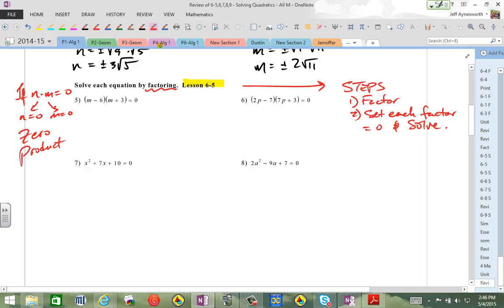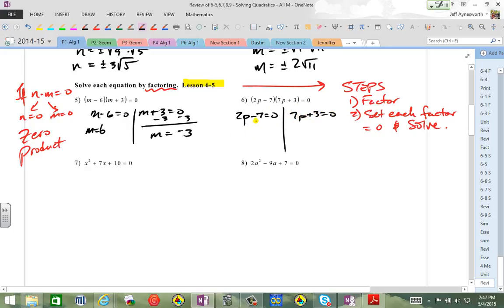So we got m minus 6 equals 0 and m plus 3 equals 0, because again, we have a zero product right here. Something times something equals 0. Well, 6 would make this 0, so m equals 6. And here, m equals negative 3. Over here, each one of these could be 0, so you have to set 2p minus 7 equal to 0 and 7p plus 3 equal to 0 and solve.